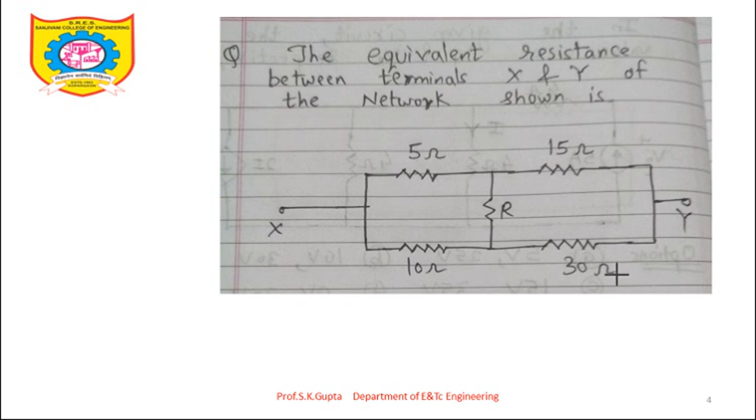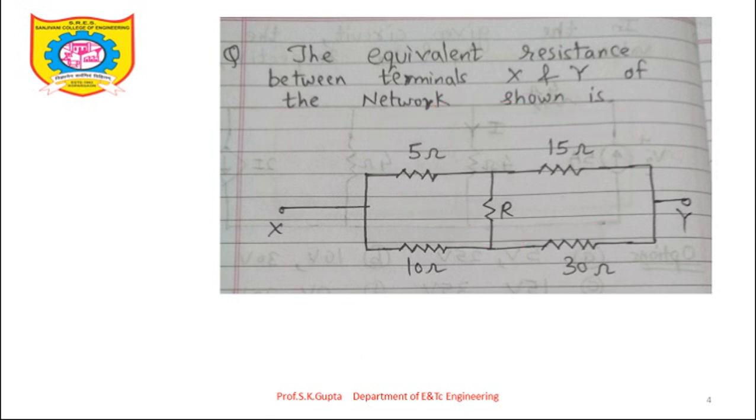Now suppose when the bridge is not balanced, what you have to do? You have to treat this as the star network, convert it into delta network, and solve using the star delta conversion formula. Then after solving, some of the resistance will come in series with this 10 ohm and with this 30 ohm, and the circuit becomes simplified.